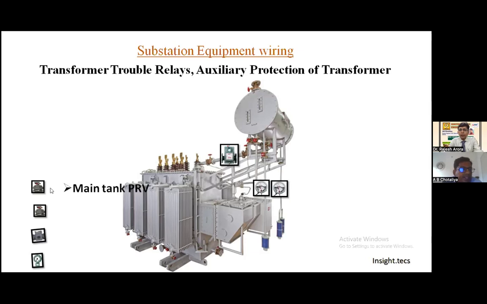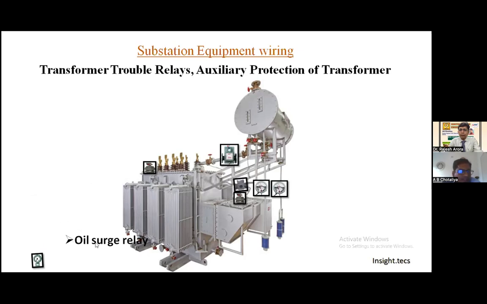Then the PRV relay, that's a pressure release valve for the main tank. It will be connected on the main tank, and the OLTC PRV will be connected to the OLTC tank. Then OSR, oil surge relay, which will be between the OLTC tank and the conservator tank. And the last is the MOG, the magnetic oil level indicator, which is connected to the conservator tank. So these are some of the auxiliary protections of the transformer.